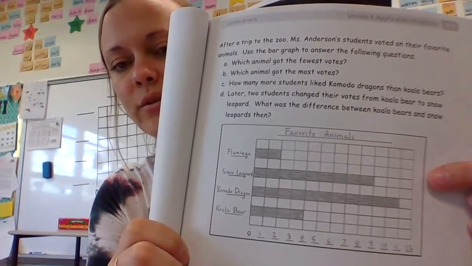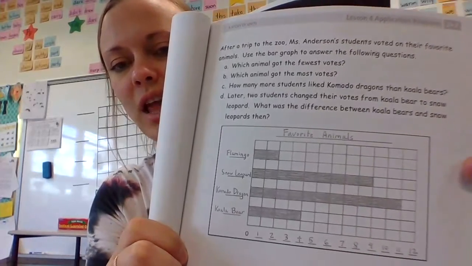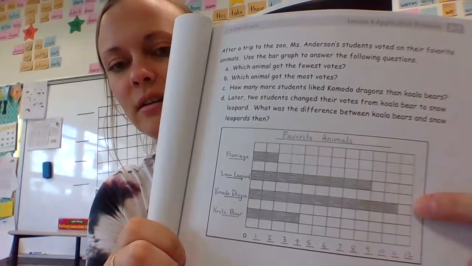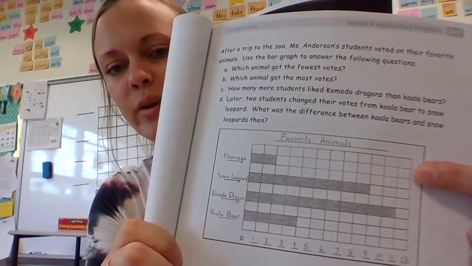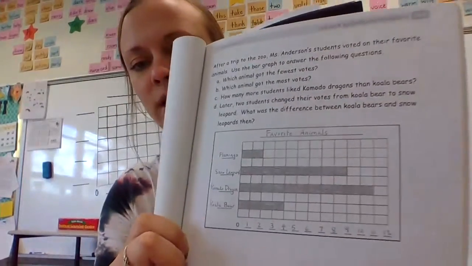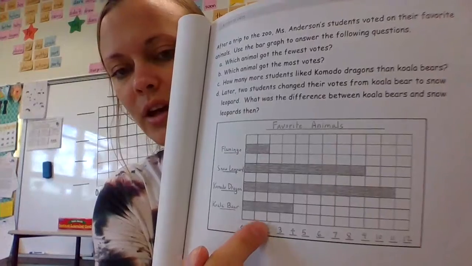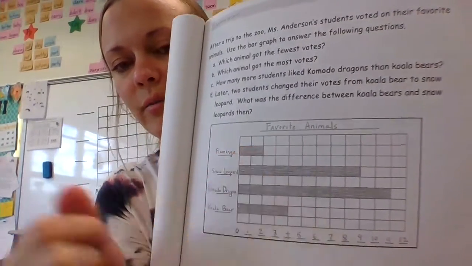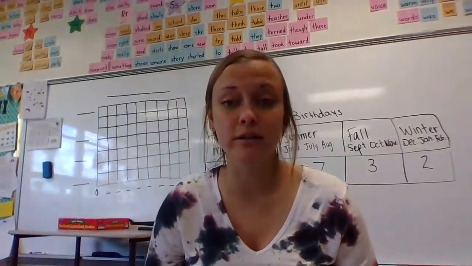Which animal got the fewest votes? What do you guys think? That's question A. Well, let's just look at the lines. Which of these bars is the smallest? Flamingo, right? Look up here. And how many votes did Flamingo get? Well, you go down here to your numbers and go up to Flamingo and over, and Flamingo got 2 votes. So that's the answer for A.